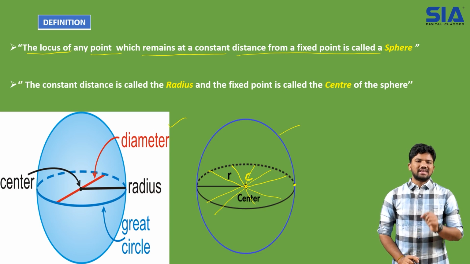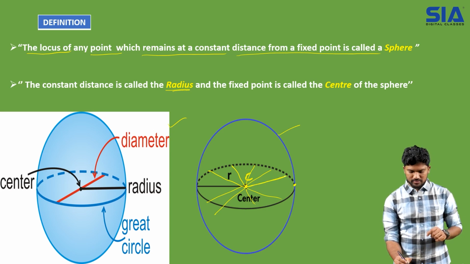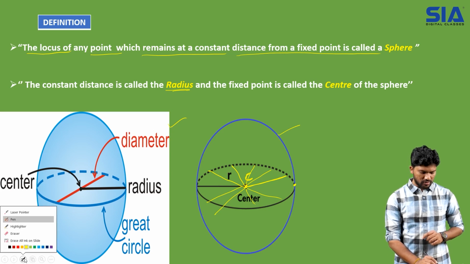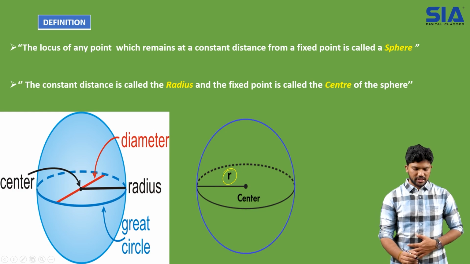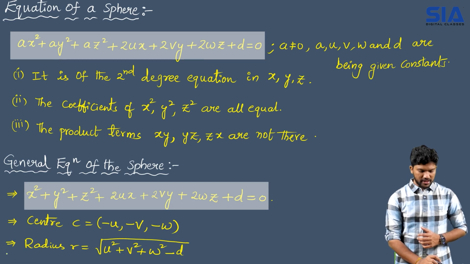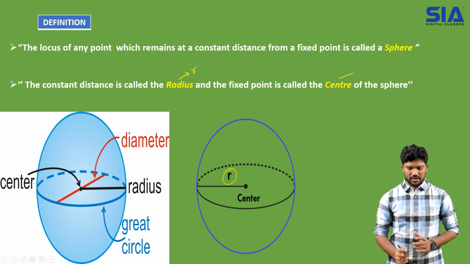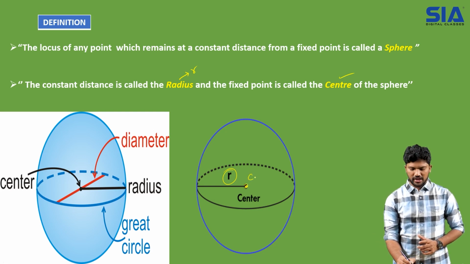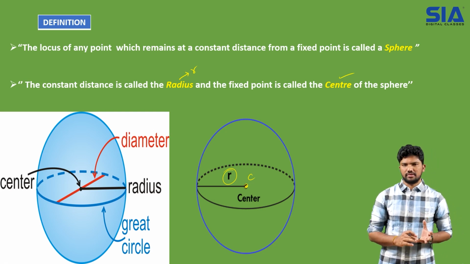The constant distance from the fixed point to the locus point, this constant distance we are calling the radius. That radius we indicate with small r. The radius of the sphere is indicated with small r, and that fixed point is called the center of the sphere. You know very well, the center of the sphere we indicate with capital C. This is the definition of the sphere.